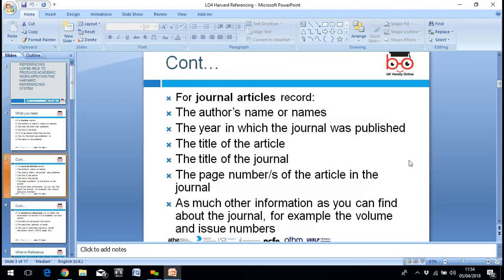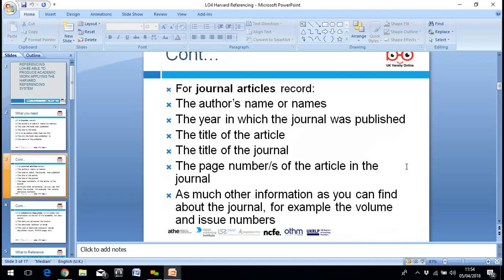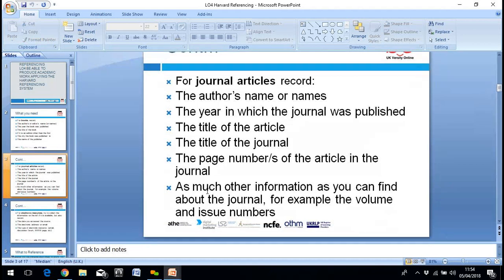For journal articles, the record should be the author's name or names, the year in which the journal was published, the title of the article, the title of the journal itself, the page numbers of the article in the journal, and as much other information as you can find out about the journal, perhaps the volume or the number of people that actually read it. It could be a very small volume operation or it could be a very large one.